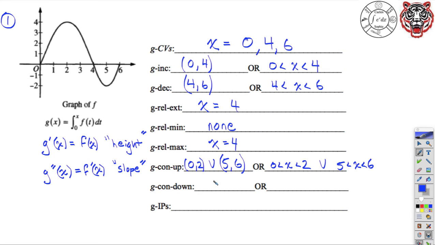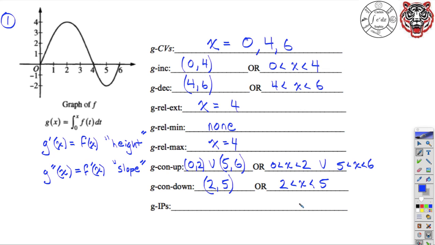All right, concave down. Negative slope. 2 to 5. The slope is negative between 2 and 5. And another way of writing that is between 2 and 5.